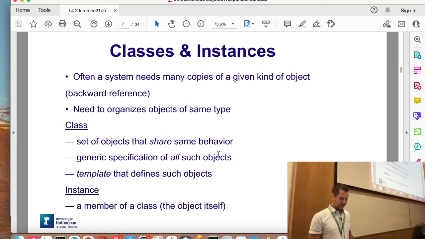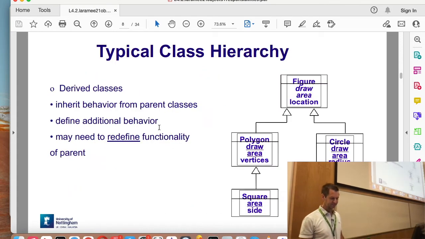So often a system needs many copies of a given object, right? And we need to organize the objects of the same type. So a class is a set of objects that share the same behavior, and it's the generic specification of such objects. You can also think of it as a template. I still remember the first time I heard the word template as well. And I was like, template? What's that? It's a specification. Instance, a member of a class, the object itself.